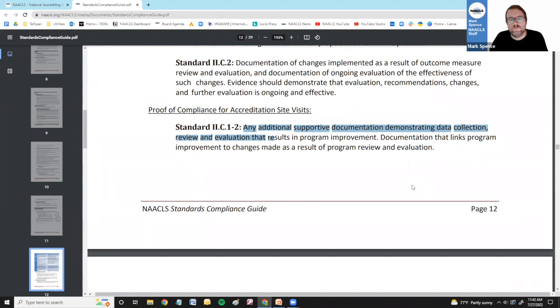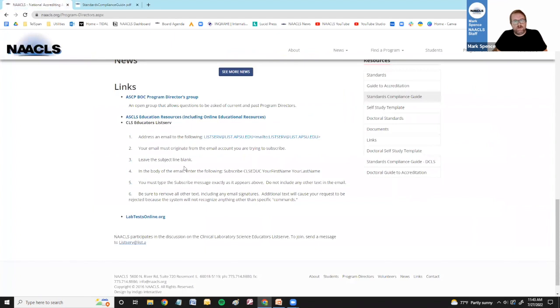We go to both staff and especially the review committee and the board puts a lot of effort in this language to make sure that the expectations are clear of what we're looking for on self-studies and site visits. And in addition to the standards and the compliance guide, you have the self-study review report.